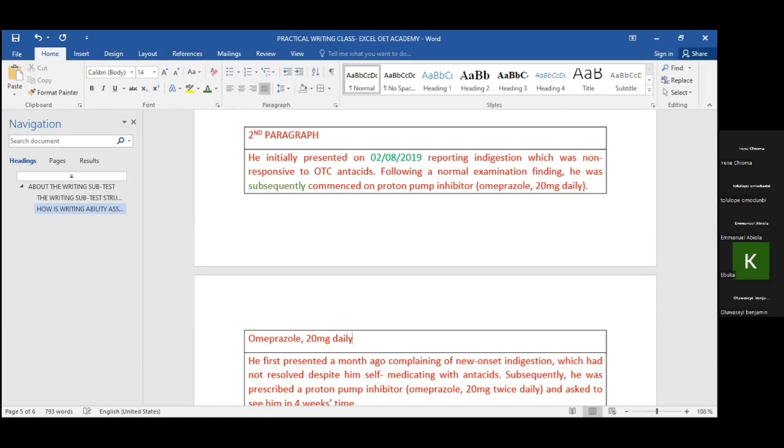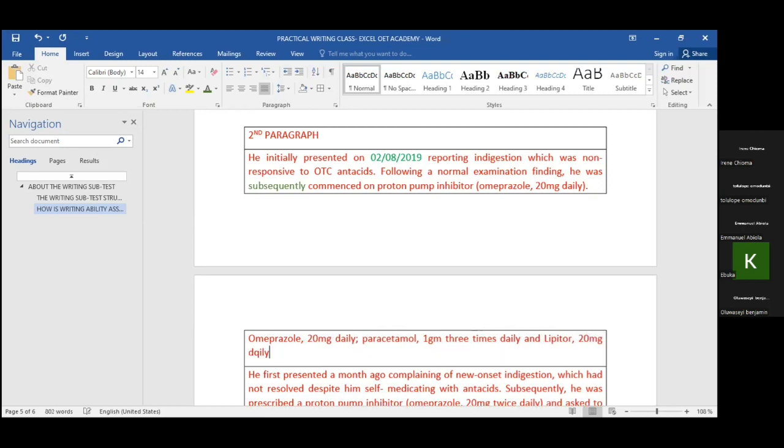All right. So I'll use a semicolon here. I will now say paracetamol, maybe 1 gram 3 times daily, and Lipitor 20 milligram daily. Right.